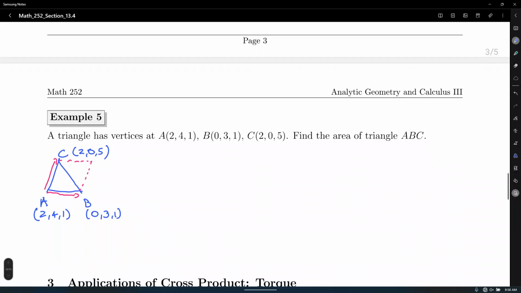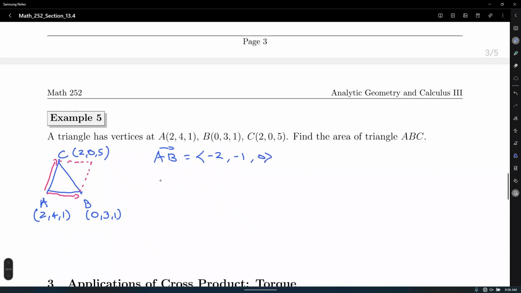Okay. So let's define vector AB. That is 0 minus 2, that equals -2. 3 minus 4, that's a -1. 1 minus 1, that's 0. Again, terminal minus initial. Vector AC: 2 minus 2, that's 0. 0 minus 4, that's a -4. 5 minus 1, that's equal to 4.